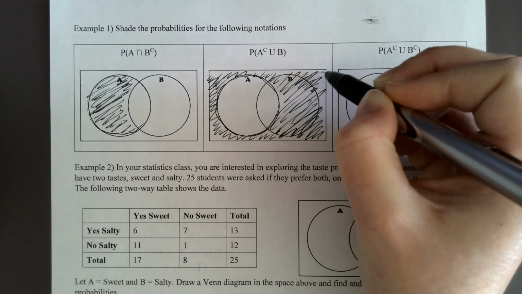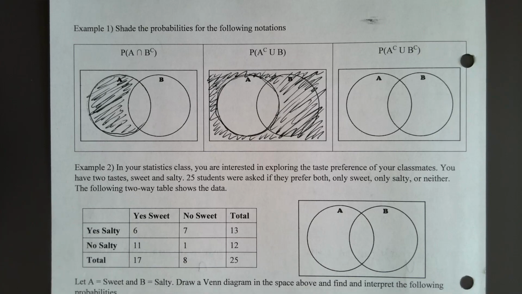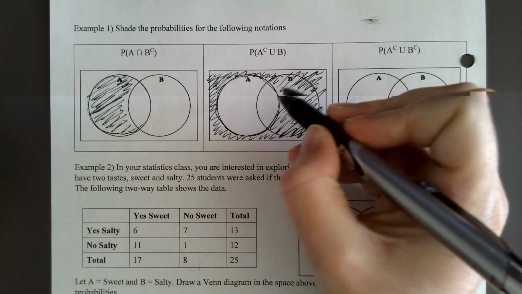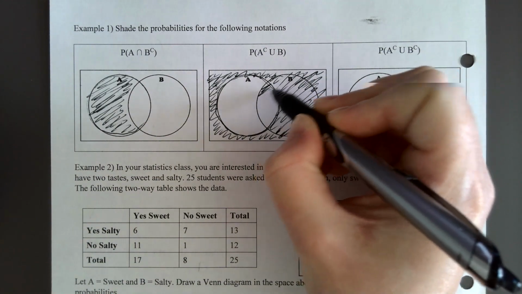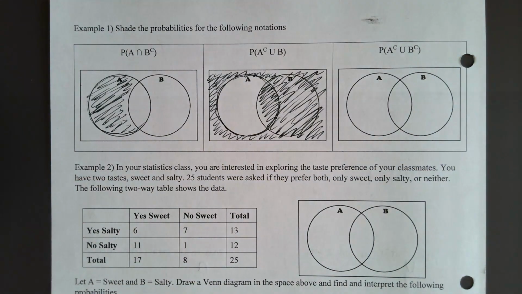So not A, meaning everything outside of A, or, so adding in our piece of where B occurs. Well, B also occurs right in here. So we'd have everything shaded but that region.